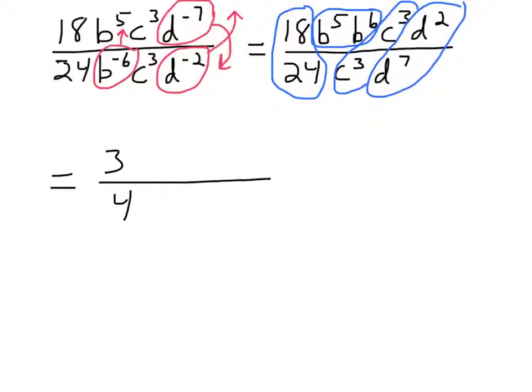Now let's combine these b bases. You have b to the 5th times b to the 6th. Since they're side by side, they're being multiplied, so you would add the exponents. And that would give you b to the 11th power.